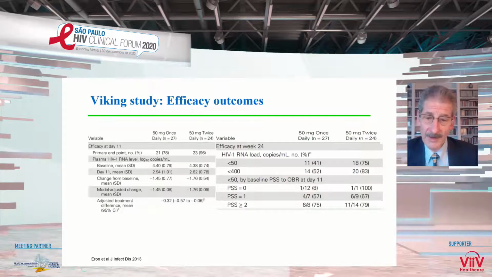It's important to note that although it appears that the twice-daily group had a greater proportion reaching the primary endpoint, fewer of the patients in the twice-daily group had very high-level resistant virus compared to the once-daily group. So although this study is the basis for recommending twice-daily dolutegravir in the setting of integrase inhibitor resistance, I think the data are less than airtight.